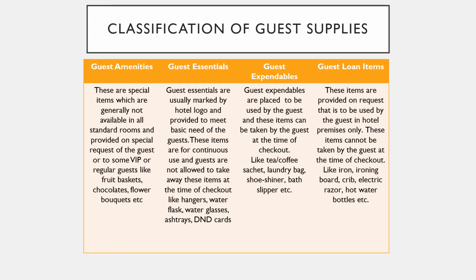Guest loan items. These items are provided on request, to be used by the guest in hotel premises only. These items cannot be taken by the guest at the time of checkout. Like iron, ironing board, crib, electric razor, hot water bottles, etc.